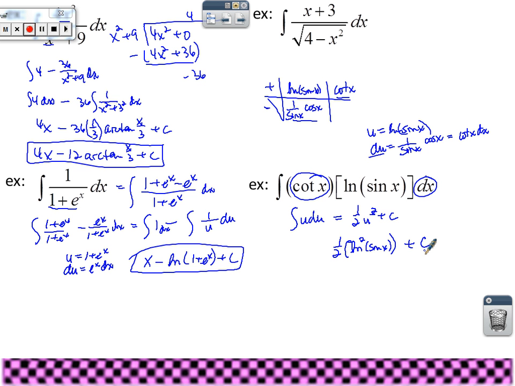I really didn't need that extra set of parentheses. I could have just written half ln squared sine x plus c. I didn't need the extra set. Or we could write it like this, ln sine x squared plus c. That would be fine. Yeah, we could write it like that too. Any of those would be fine. Okay? We all okay? All right, great.